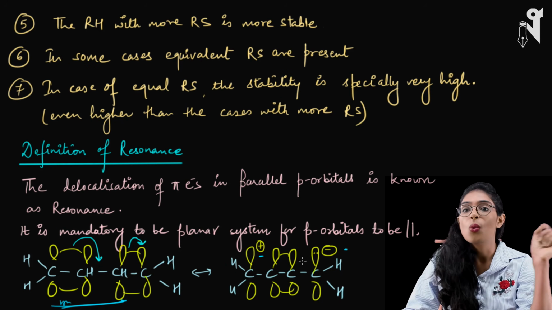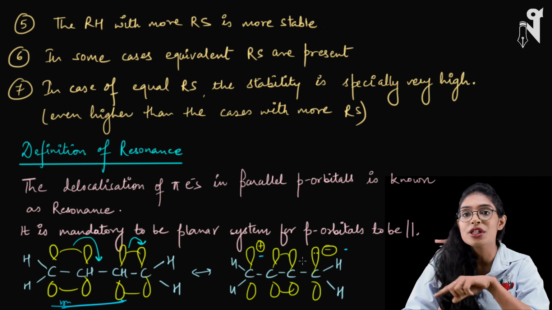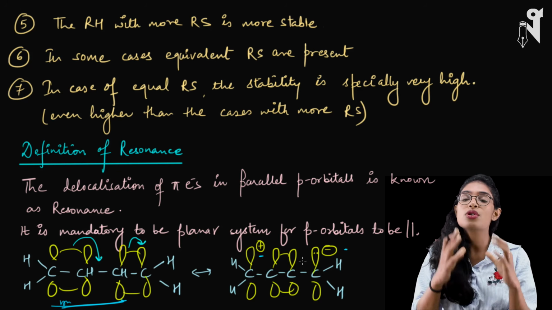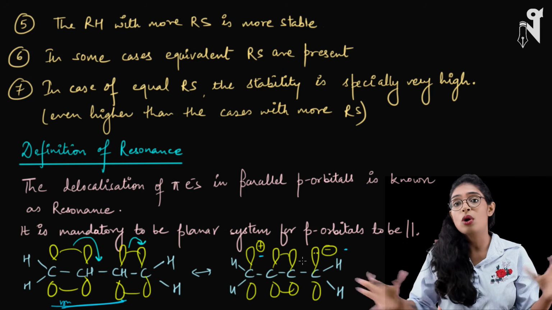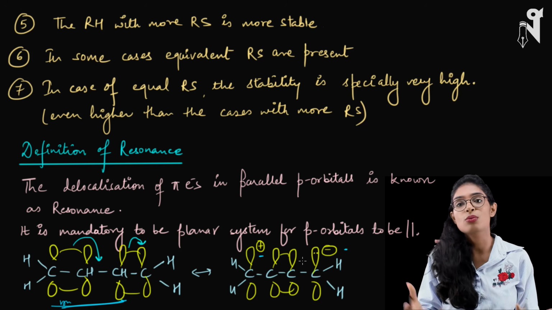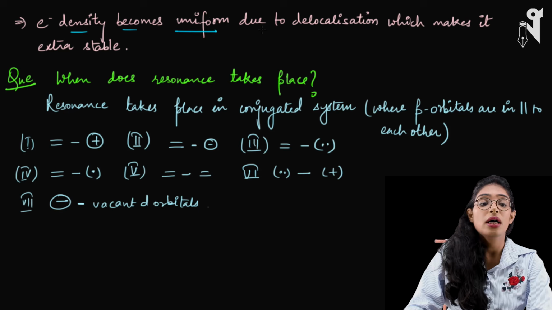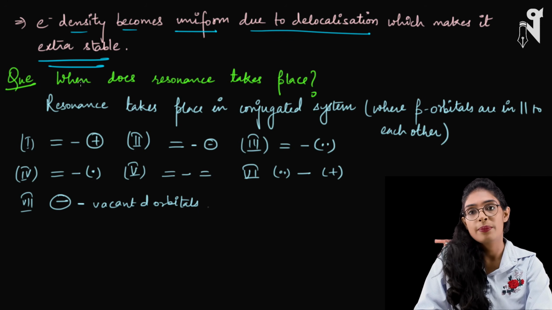This is the reason why resonance brings stability in the molecule. Distribution of pi electrons throughout the chain, or distribution of charges over a wider or longer distance, makes the molecule much more stable. So electron density becomes more uniform due to delocalization, which makes the molecule extra stable.